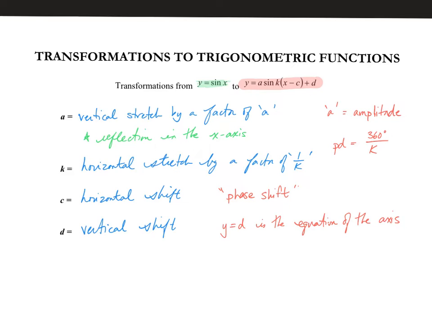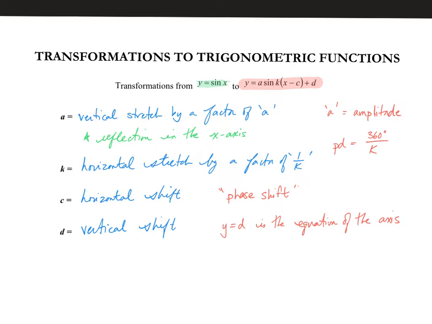all those components. And so I've just plugged in an A, a K, a C, and a D as placeholders for those transformations. We should be good that if we saw an A value, for instance, that we could have a vertical stretch by a factor of A. And if that A happened to be a negative, well, then there would also be a reflection in our x-axis. Read down all of those blue transformations, and we should see that they line up with everything in our background.